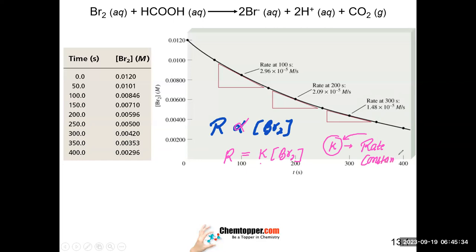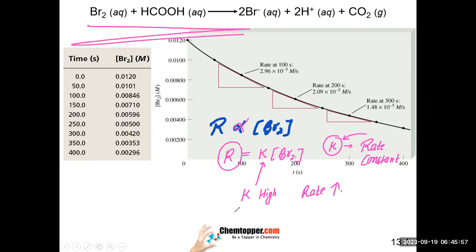Rate constant. You're going to learn one Arrhenius equation based on this K. So if the value of K is high, what happens to rate, children? Rate will become high. But generally for a particular reaction, this K, please write down this also: K has a constant value at a constant temperature for a particular reaction.